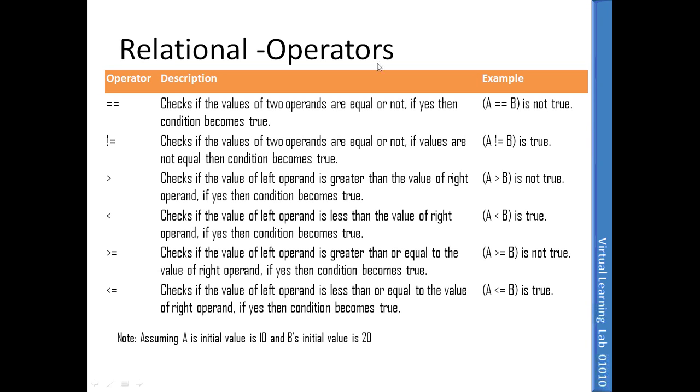Now relational operators can be classified into the following examples. Equal to can be used for comparison of two variables, returning a true or false value. If A is 10 and B is 20, and I say A equal to B, it's not true because A is not equal to B. Not equal to means we are verifying whether the left hand and right side values are equal or not.